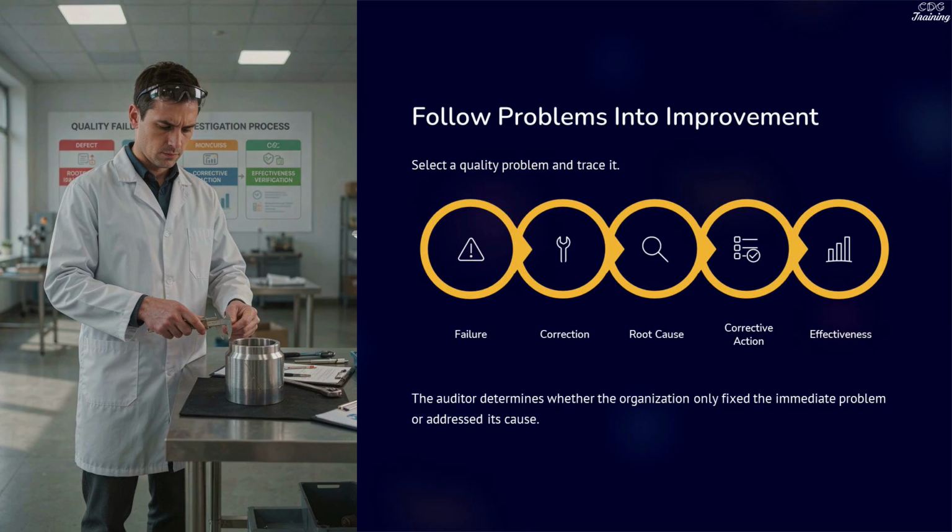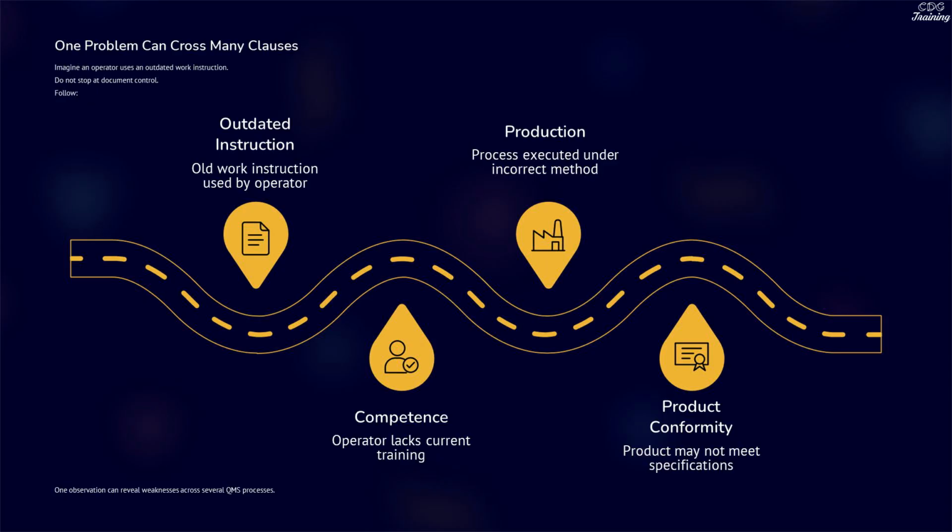Select a quality problem and trace it. Determine if the organization fixed the immediate problem or addressed its cause. This process is crucial for continuous improvement. One problem can affect multiple clauses. For example, outdated instructions or lack of training can cross various areas. Observations can reveal weaknesses across processes.